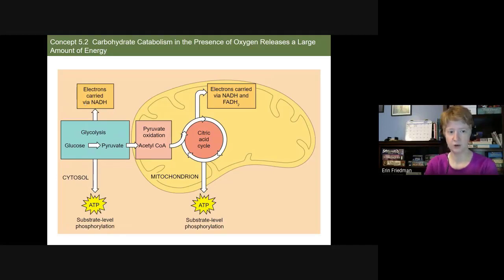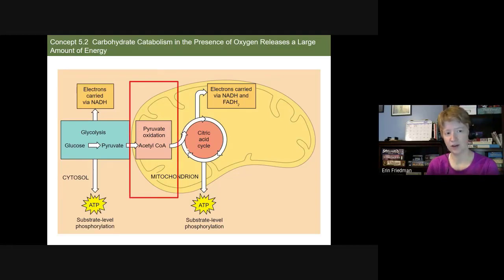Okay, great. We don't have much energy, so we need to keep going. Also, we've got a problem. We've just made a toxic compound. Pyruvate will kill your cells. So we can't end with this. We've got to keep going and do something to pyruvate to get more energy out of it and also to turn it into a form that is not deadly to your cells.